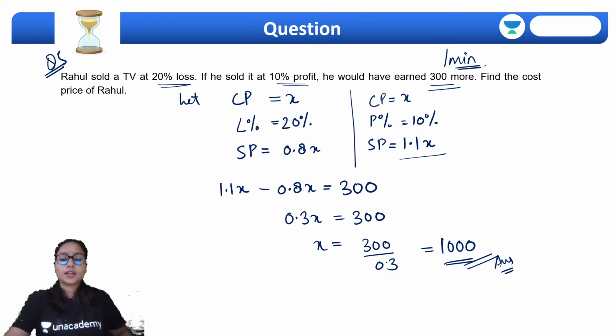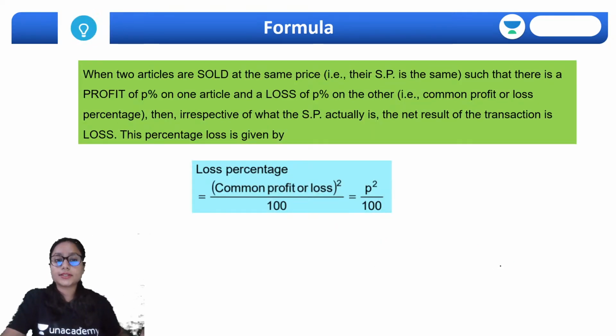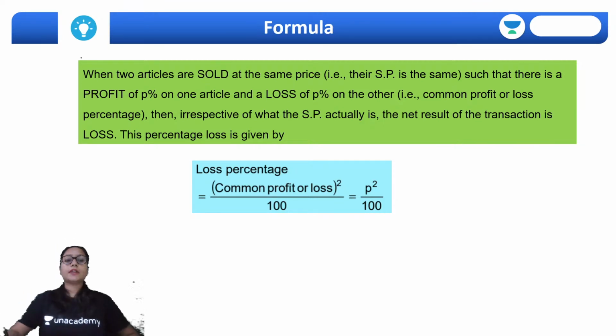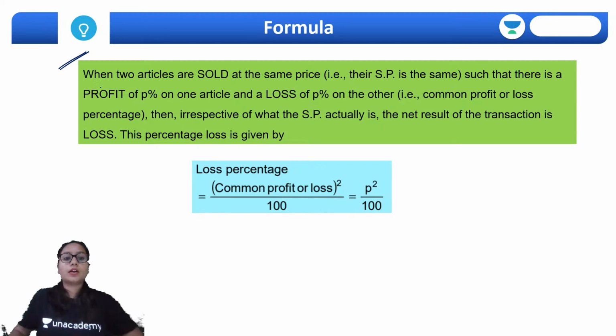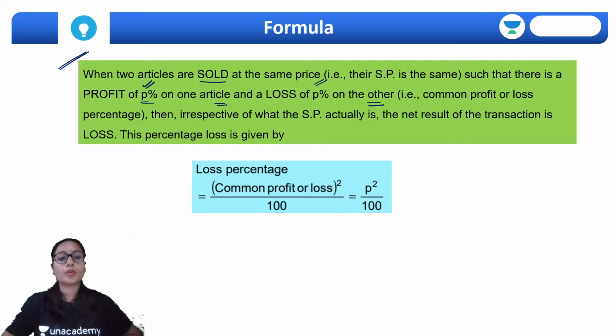Alright, great. So now we are going to discuss a new concept. This is one formula that I am going to discuss. Let us understand this. When two articles are sold at the same price, it means that the selling price of the two articles is the same, such that there is a profit of P% on one article and a loss of P% on the other article. A point that you need to note is that the P% profit and the P% loss, the percentage value, is the same for both the articles.